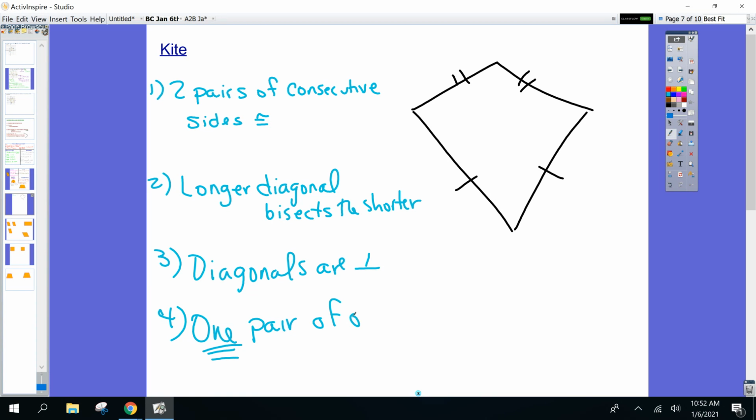Formed by the non-congruent consecutive sides. There you go. One pair of opposite angles congruent. Now, where are they? Because look, your kite may not look like this. Maybe it's rotated 90 degrees. Maybe it's flipped upside down. You never know. But you can always find the pair of opposite angles that are congruent by where the two non-congruent sides are joined. So find two non-congruent sides where they meet up. Here's one angle, and here's the other opposite angle. It's formed by the non-congruent sides.